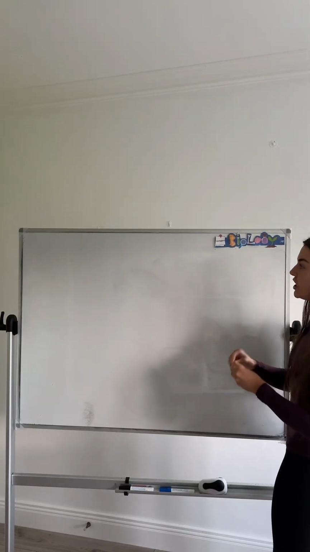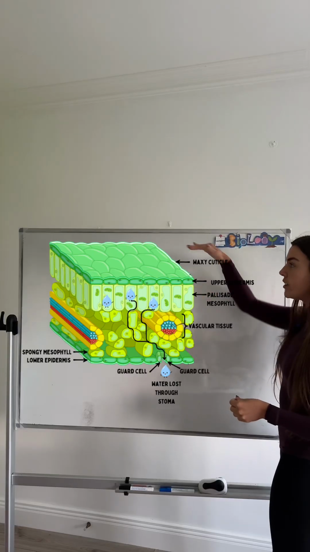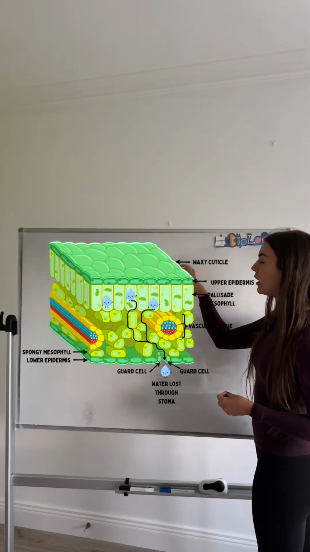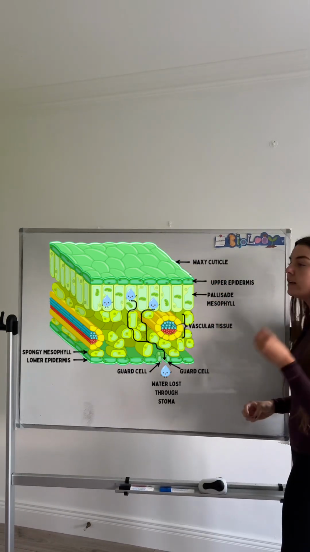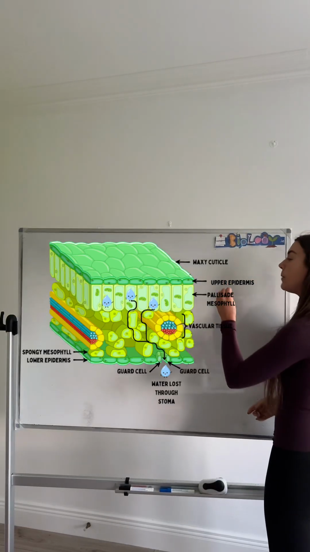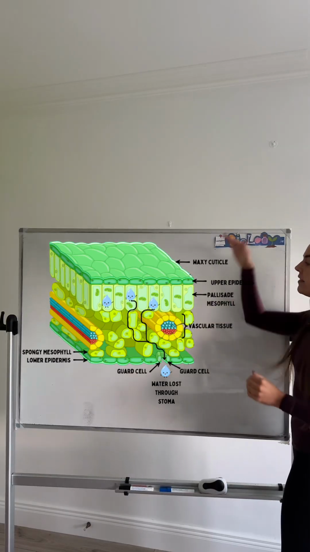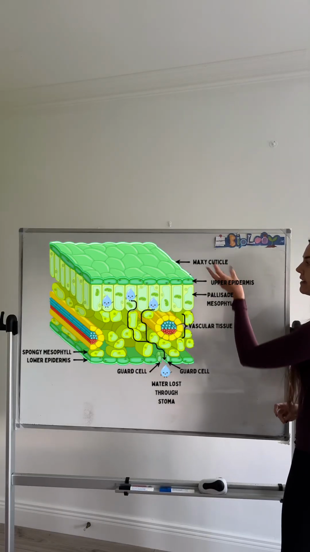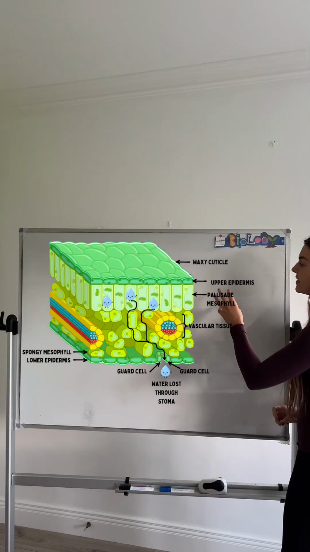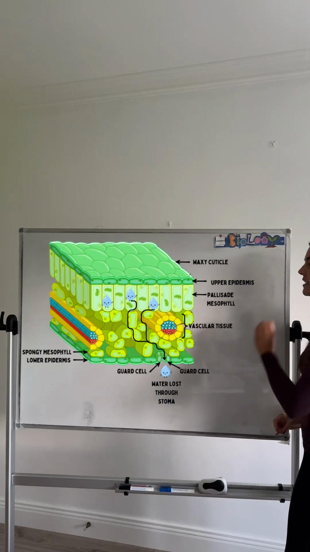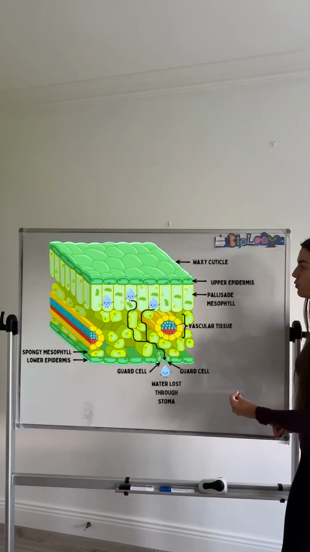You have your dermal tissue, your upper and lower epidermis. Your upper epidermis contains the waxy cuticle, and is transparent to let light pass through to the palisade mesophyll, which is the ground tissue, which is the site of photosynthesis, adapted by having numerous chloroplasts. Then we come down and we have our xylem and our phloem, which will transport food that was made in the leaf to the rest of the plant, and the xylem has transported water from the roots up through the stem and to the leaf where it's going to be used for photosynthesis.